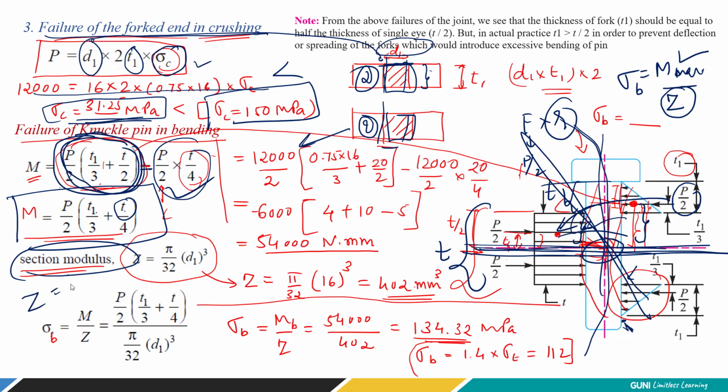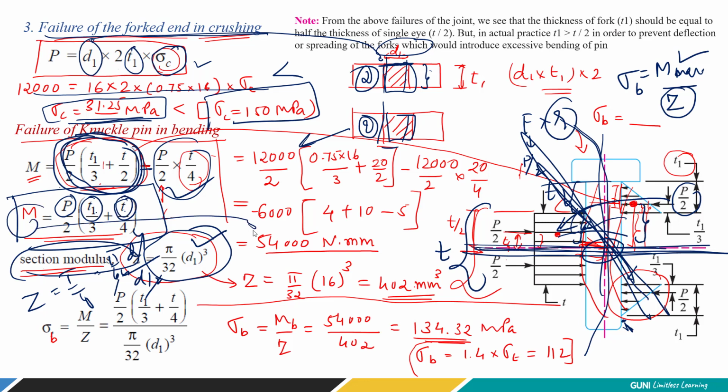So Z is equal to I by Y. So pi by 64 d raised to 4 divided by d by 2. So 2 cancels out, 1 d cancels out. And this is the remaining section, right? So here, it is bending about this axis perpendicular to the screen, right? So pi by 32 d1 cube. Now we know the value of this. So we know the value of the load, thickness T1 and T and D1. So we can find the moment, which comes out to be 54,000 Newton millimeters.